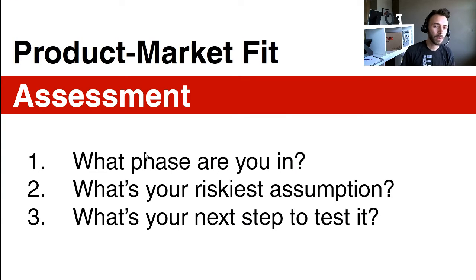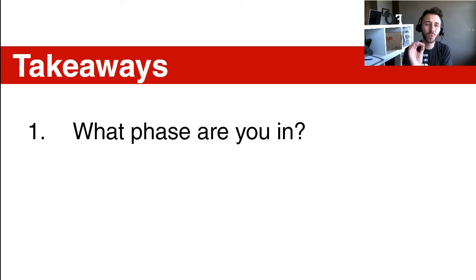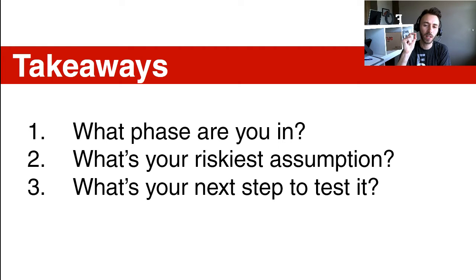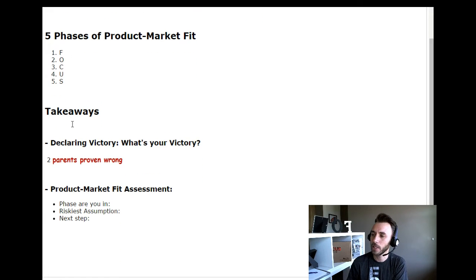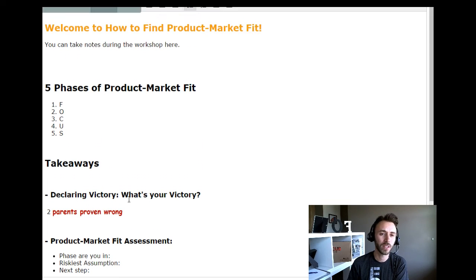Okay. So, takeaways. I want to make sure this is really important. I want you to know what to do next when you leave this session. So I want you to write down what phase you're in, what's your riskiest assumption, and what's your next step to test it. So go into your notes section here and type away. So you've got the 5 phases of product market fit. You can look at your slides. You've got your own slides if you need some help remembering what those are. And then down in your product market fit assessment, I want you to fill in what your takeaways are for this session.